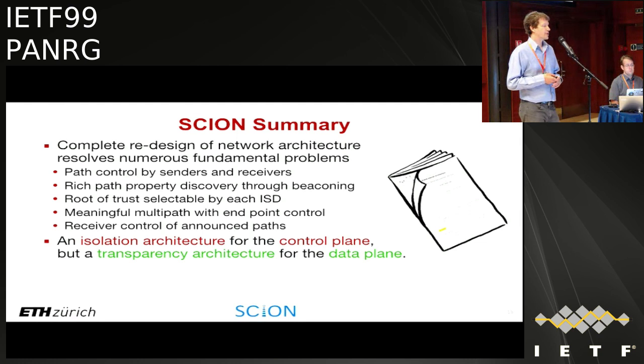Because it's a cryptographic architecture, all the forwarding information is cryptographically protected. So if you do not announce this publicly, you can be connected to the network, meaning you can communicate with anyone on the internet. However, other entities cannot send you traffic directly. So there are a lot of opportunities to use this architecture. In essence, SCION is an isolation architecture for the control plane, but it's really a transparency architecture for the data plane.